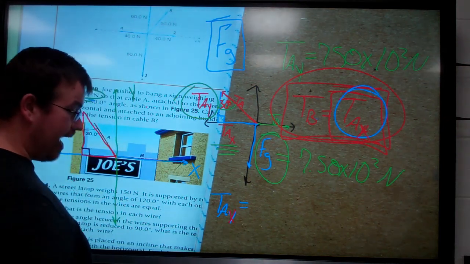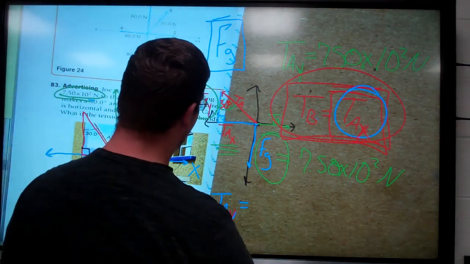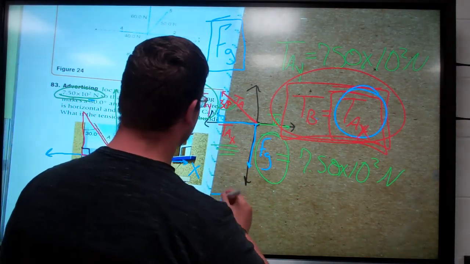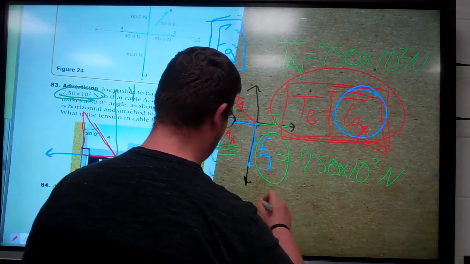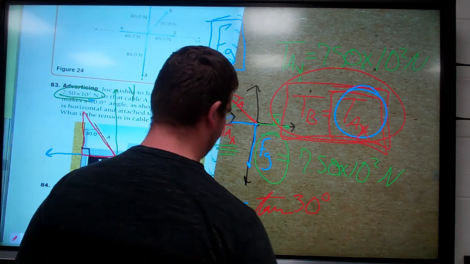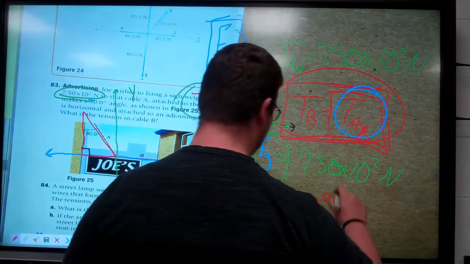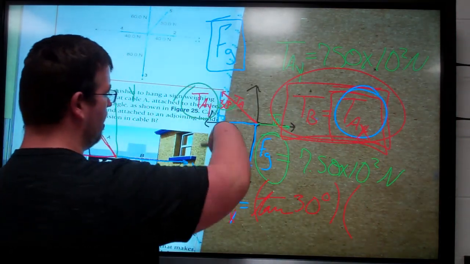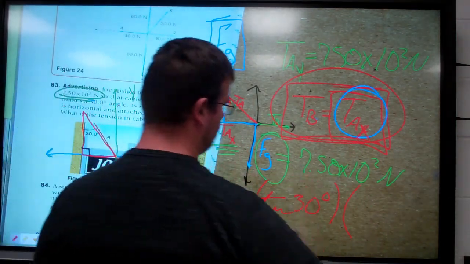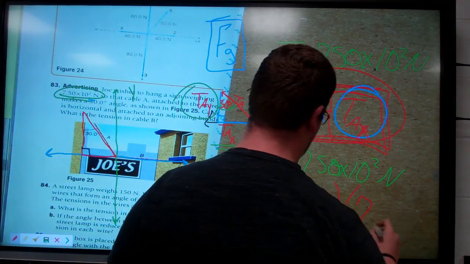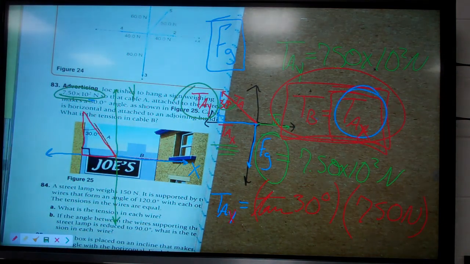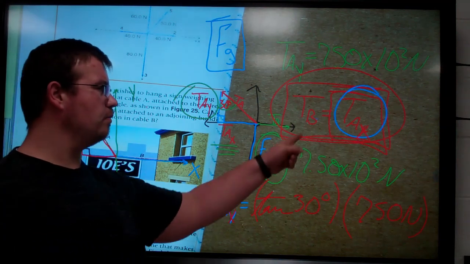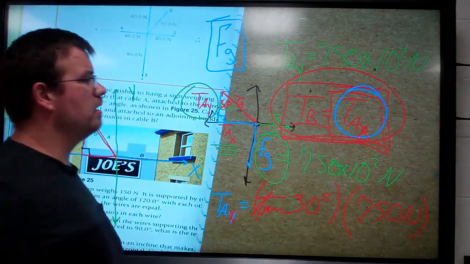So whenever you're looking at it, tension of A, opposite, adjacent. So tan of 30 times 750 newtons. You do that, it gives you tension of A in the X direction, which will ultimately give you the tension of B.